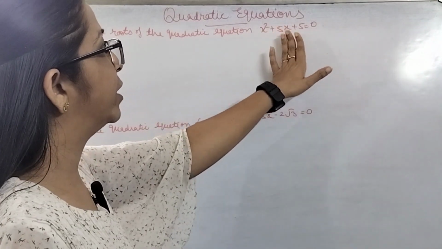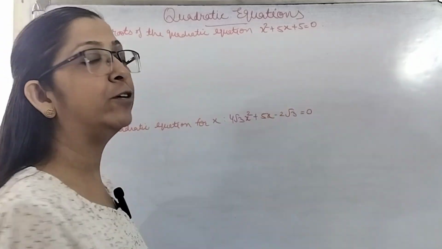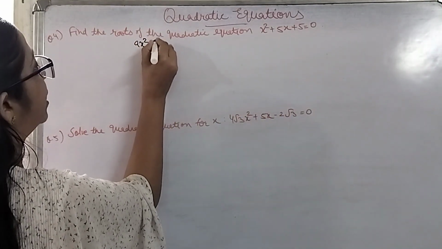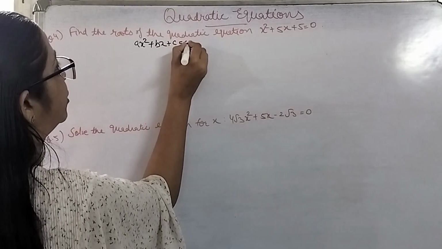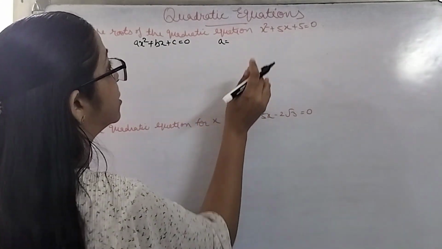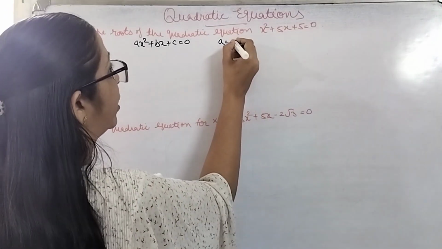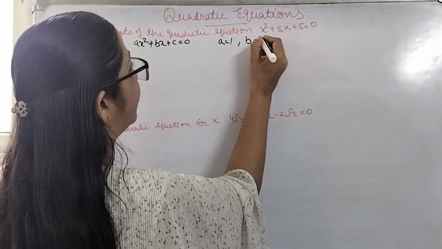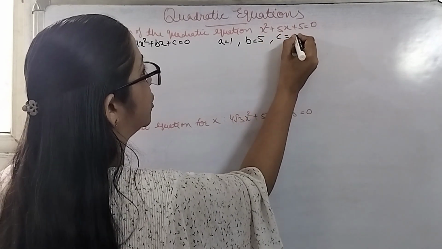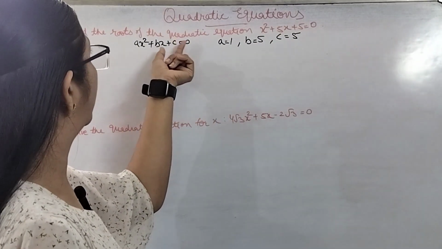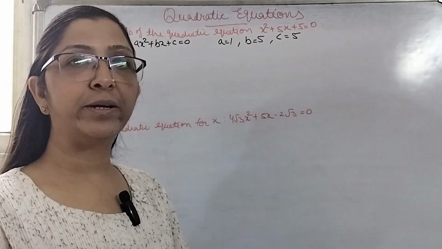So over here, if we compare this with the standard form of the quadratic equation, that is ax square plus bx plus c equivalent to 0, we can see that the value of a, that is the coefficient of x square, is 1. The value of b, that is the coefficient of x, is 5. The value of c, that is the constant term, is 5. Now, how do we find the roots of the quadratic equation by the quadratic formula?